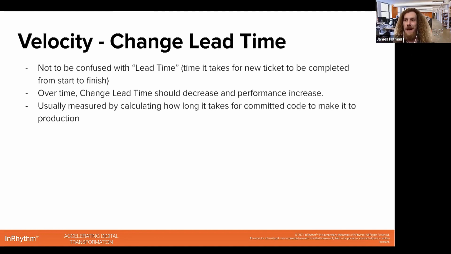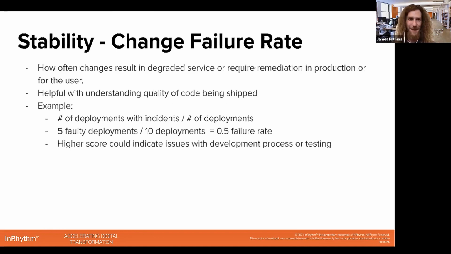And this is more about commits. So how long does it take, whenever a developer makes a commit, opens a PR, and gets that committed code merged, and how long does it take from that point to it making it to production? And so the faster or the shorter time that you have between that, definitely increases performance. And of course, over time, your change lead time should decrease. So yeah, that is in a nutshell what the change lead time breaks down to.